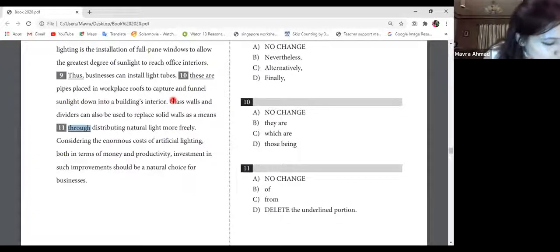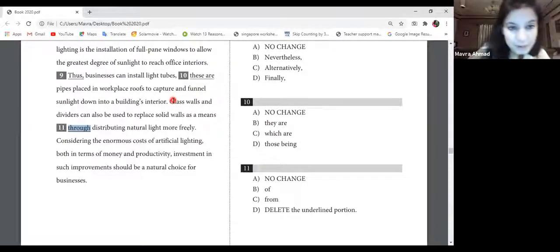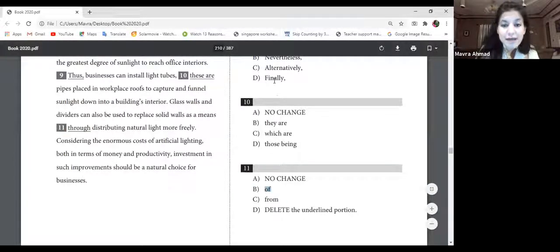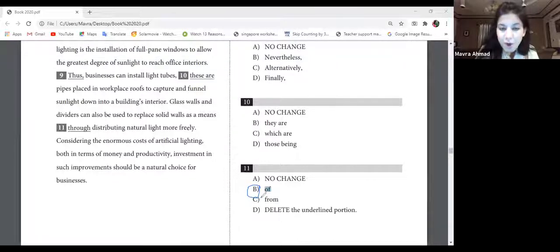So the preposition that we are going to choose needs to follow the idiomatic expression, which is the noun. Glass walls and dividers can also be used to replace solid walls as a means of, as a means of. Okay, so "of" is the right option and we are going to replace "through" with "of." Why can it not be "from"? Let's read out "from." Glass walls and dividers can also be used to replace solid walls as a means from distributing natural light more freely.